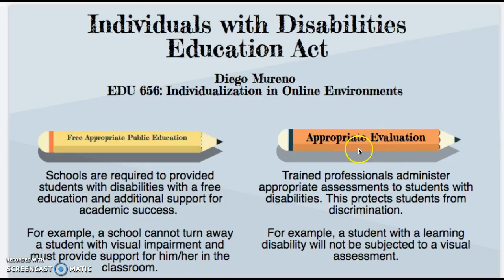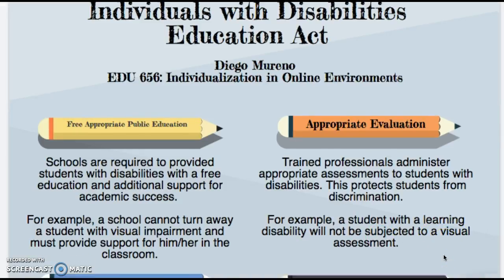It also includes appropriate evaluation. In this component, trained professionals administer appropriate assessment to students with disabilities. This protects students from discrimination. For example, a student with a learning disability will not be subjected to an assessment for students with visual impairments.